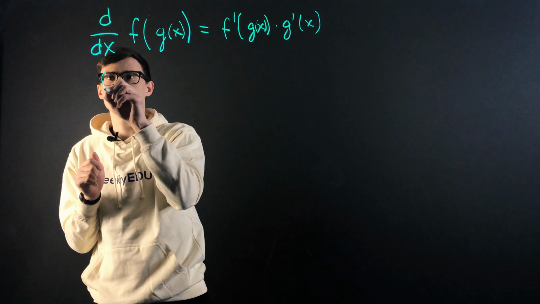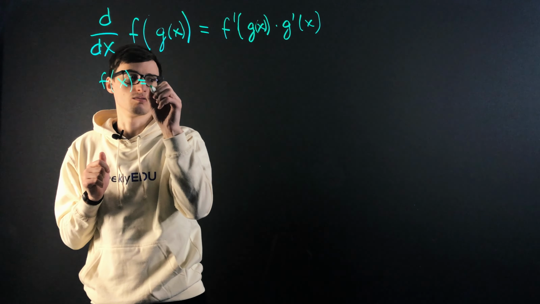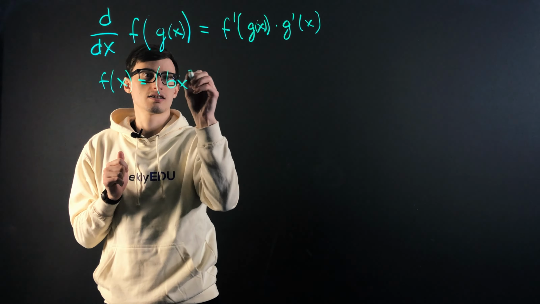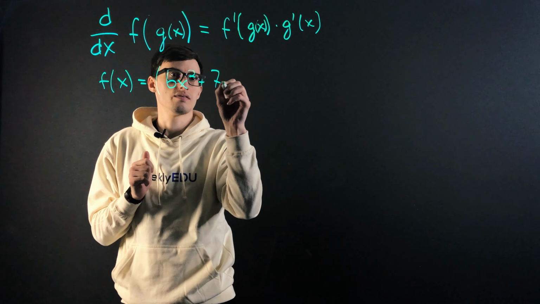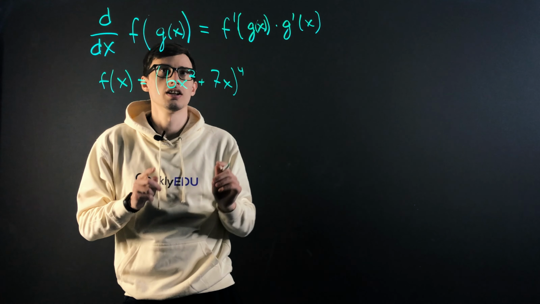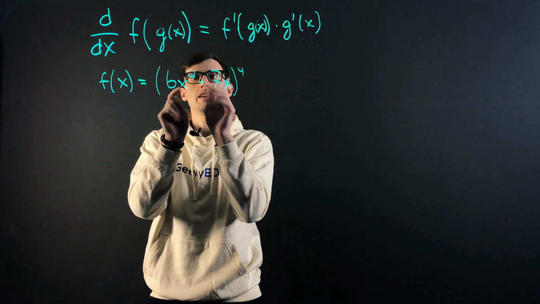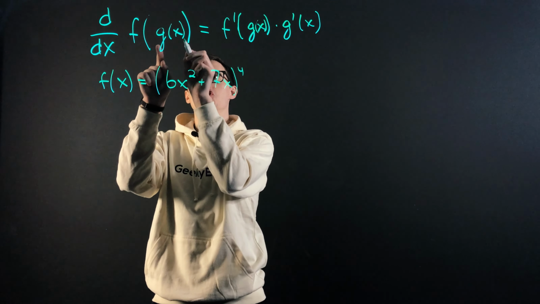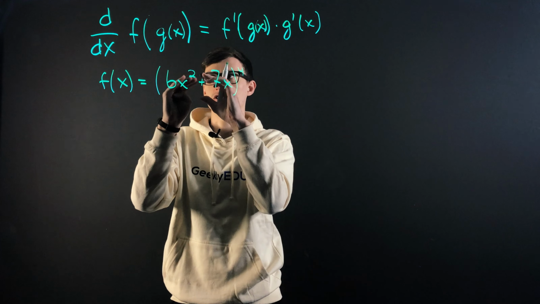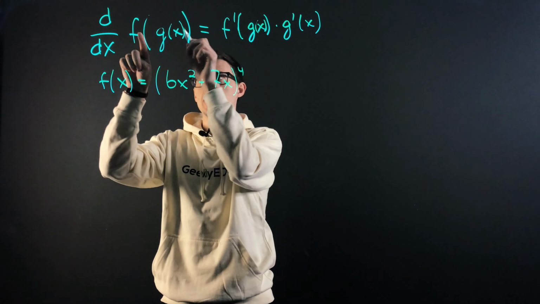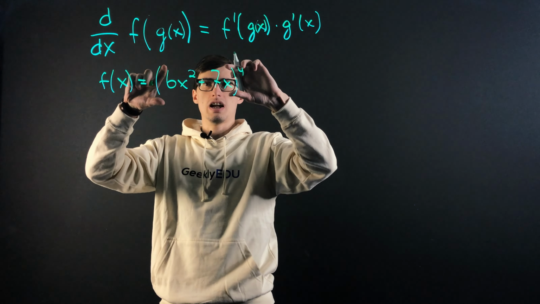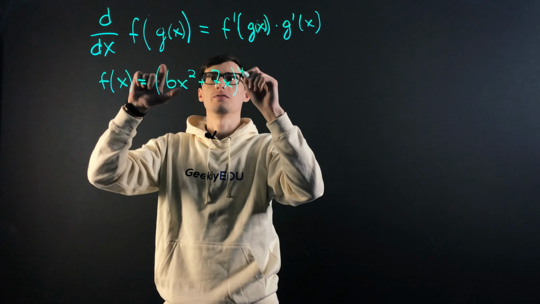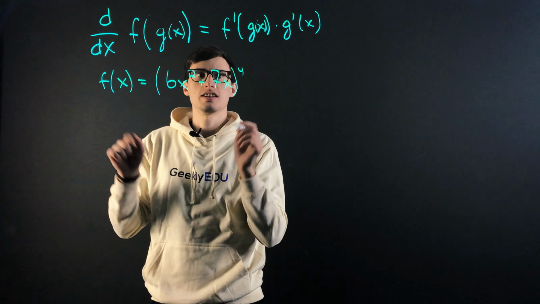So let's say our function is f of x equals (6x squared plus 7x) to the fourth. Now, in this case, 6x squared plus 7x is the g of x, right? It's the inside function. And the outside function, the f, is everything else, the parentheses to the fourth, right? So let's take the derivative.